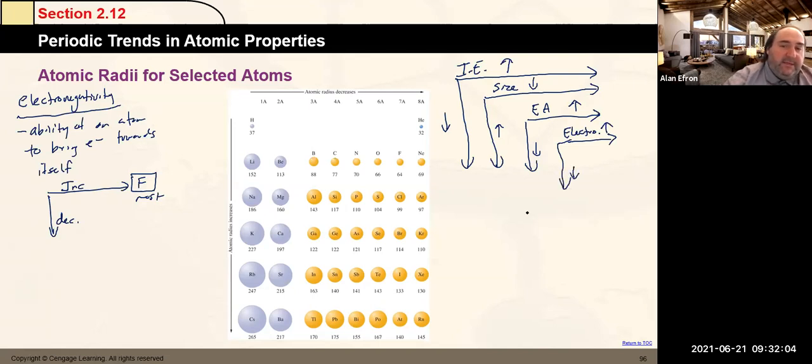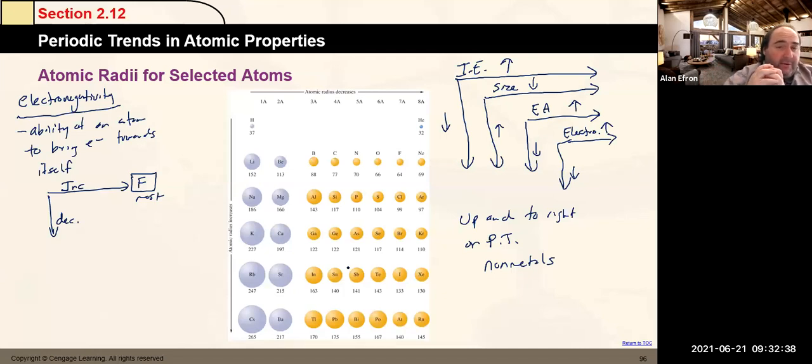What do all those things mean? All those things mean is when we go up and to the right on the periodic table, pretty much that is where we find our nonmetals. And what happens with our nonmetals is up and to the right, we have things that have very high ionization energy, which means it takes a lot of energy to try to remove electrons. We have things that are very small, which means they're going to hold those electrons really tightly, which is why it takes a lot of energy to try to remove them.